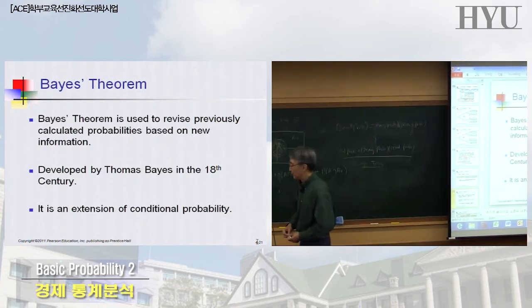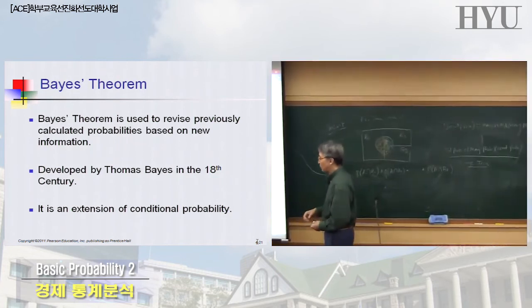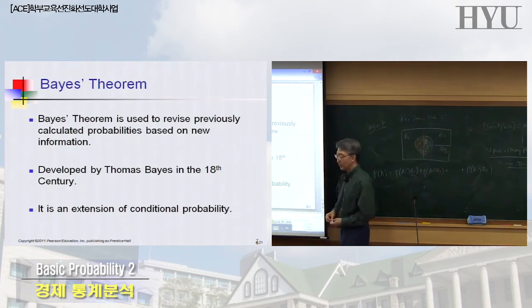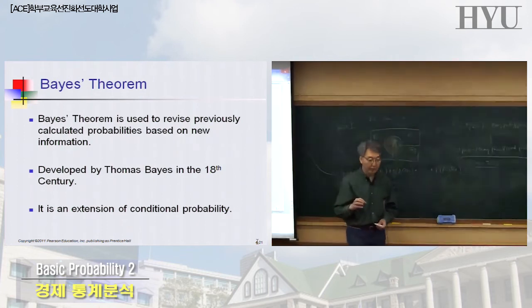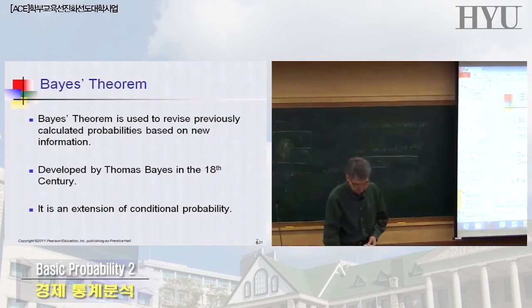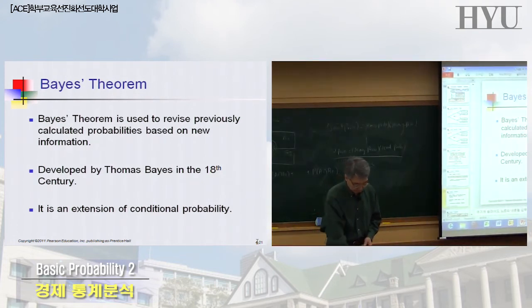Anyway, so it is introduced by Thomas Bayes, Reverend Thomas Bayes. It is an extension of conditional probability. So based on the conditional probability that you learned so far, you should be able to understand Bayes' theorem.